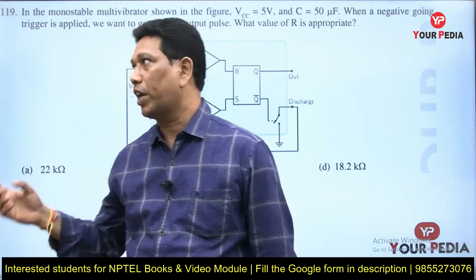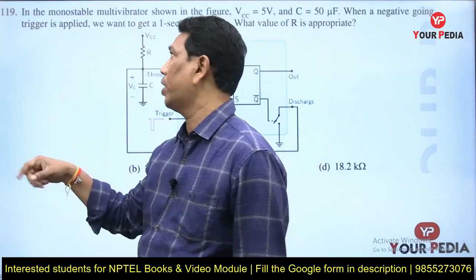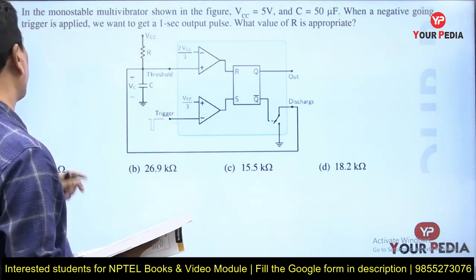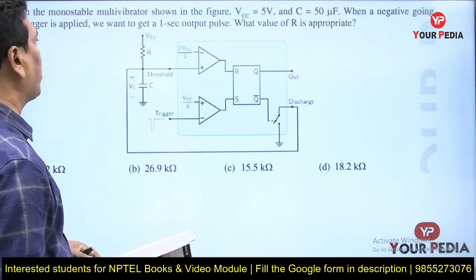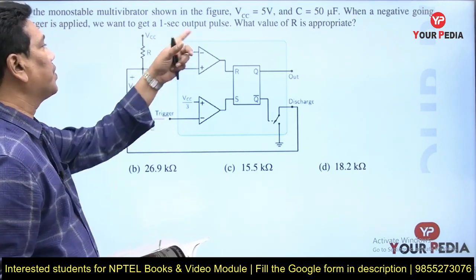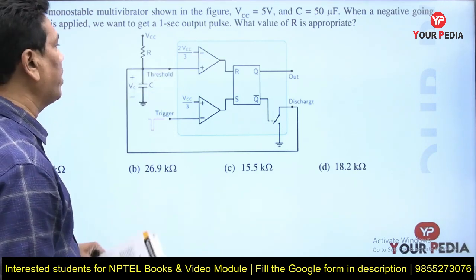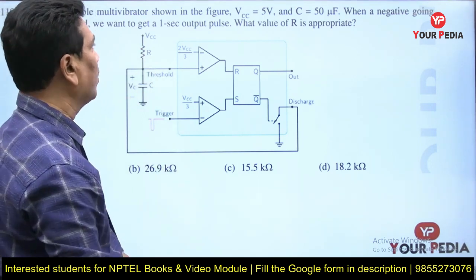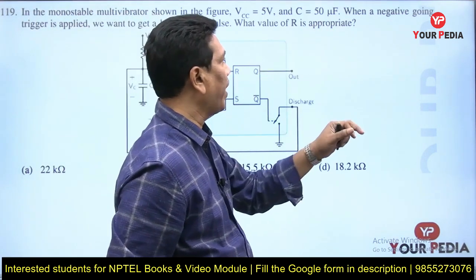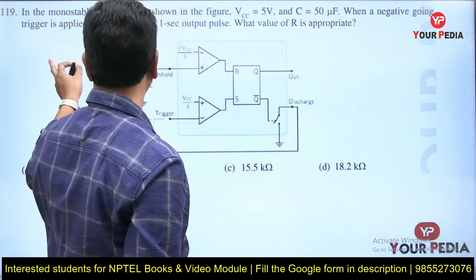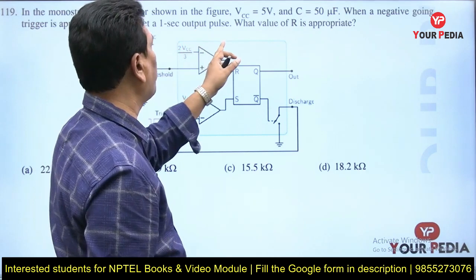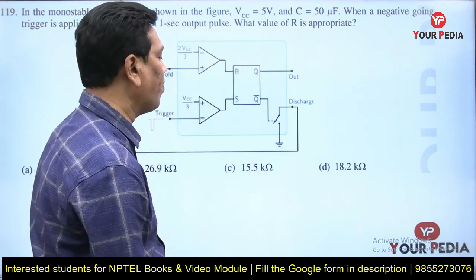Now I will examine one of the questions, question number 119. The question says: in the monostable multivibrator shown in the figure, VCC is equal to 5 volt, that is the collector supply voltage, and C is equal to 50 microfarad. When a negative going trigger pulse is applied, we want to get a 1 second output pulse. What is the value of R?